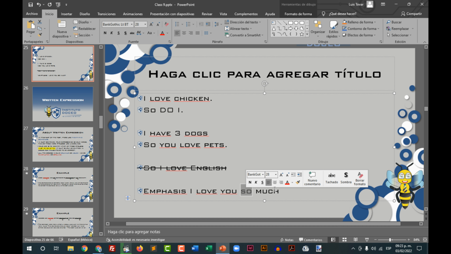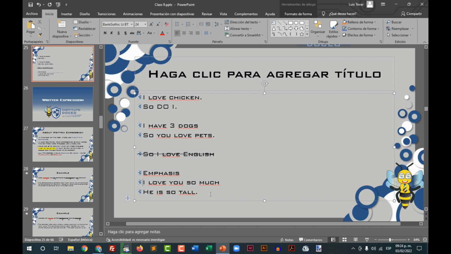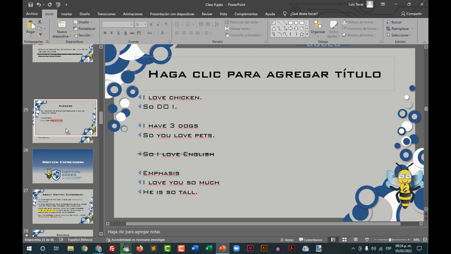Or like, he is so tall. Tampoco se traduce la palabra so, pero está haciendo énfasis sobre la palabra tall. En lugar de decir él es alto, digo él es altísimo. ¿Ok? Estos podrían ser los diferentes usos de so. Any other question? Okay. Así que it's clear. Perfect.